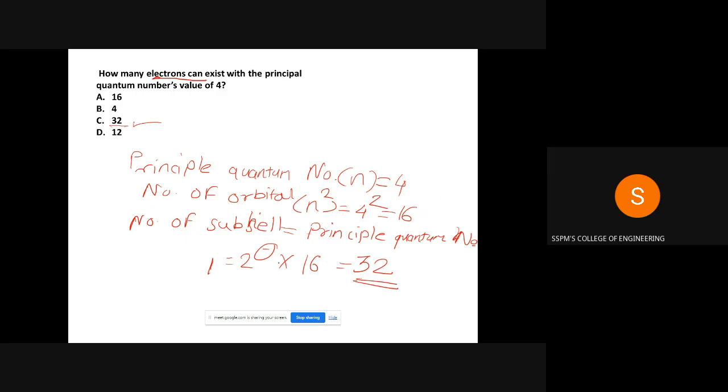Then the number of subshells is equal to the principal quantum number, so the number of subshells is equal to 4. If the question were different and asked for the number of subshells, the answer would be 4, because it is equal to the principal quantum number. Then according to Pauli's exclusion principle, one orbital contains a maximum of 2 electrons. So 2 into 16 is equal to 32. In this way you can solve this. You can take a screenshot of this slide, then you can solve this type of question.